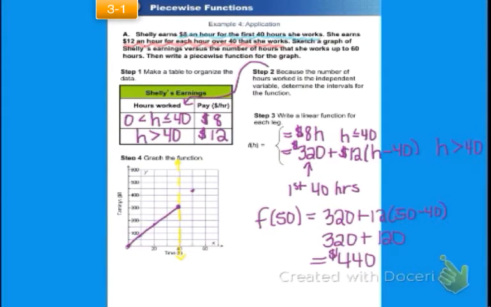And then at 60 hours, I could do the same thing. If I just put in 60 here instead of 50, then I'd be getting paid for 20 more hours at that rate. So instead of 120, I'd be making an additional 240. And so then that makes 560, so I could plot 60 and 560. So here's about 560. So just notice that that second piece of the graph is just steeper. It's still a line, but it's just a steeper line.